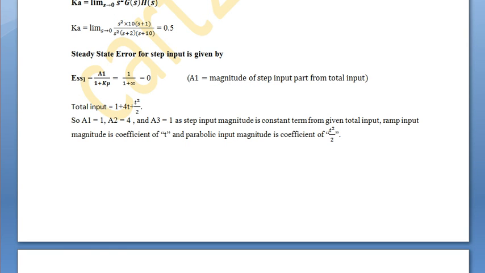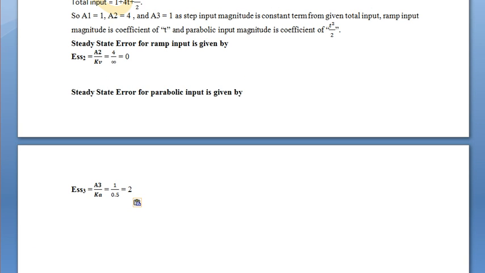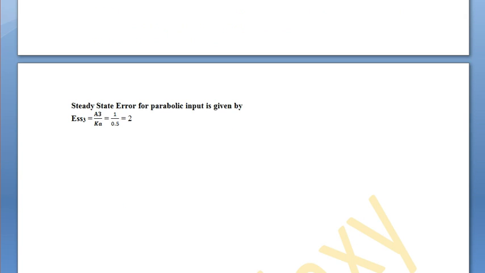Steady state error for ramp input is given by ESS2 equals A2 upon Kv, which is equal to 4 upon infinity. It is again 0, and in this case also 1 upon 1 plus infinity is equal to 0. Then steady state error for parabolic input is given by ESS3, which is equal to A3 upon Ka. Substituting the values for A3 and Ka, we will get ESS3 equal to 2.